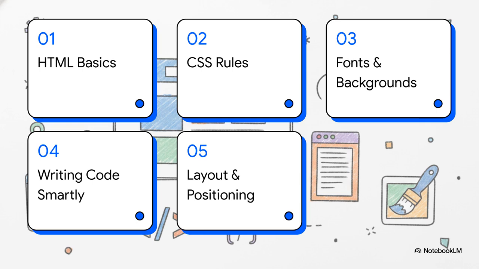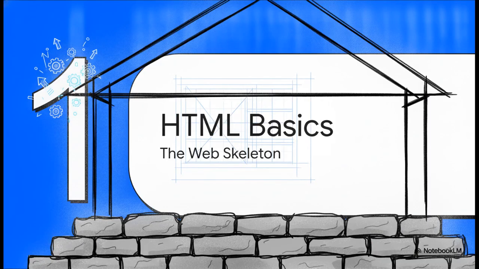So, here's our roadmap for the Explainer today. 1. Web skeleton, HTML basics. 2. Styling the web, CSS rules. 3. Fonts and backgrounds in design. 4. Writing code smartly and professionally. And finally, 5. Mastering element layout and positioning. All right, starting with section 1, web skeleton, HTML basics.